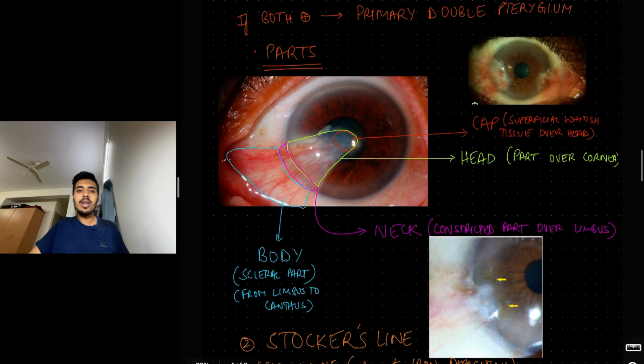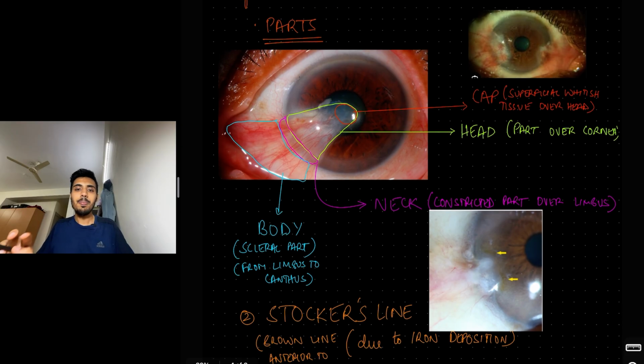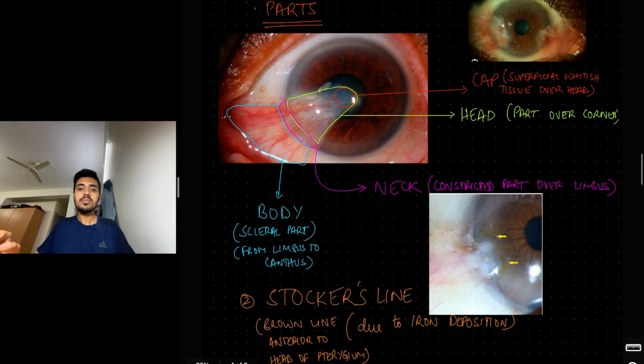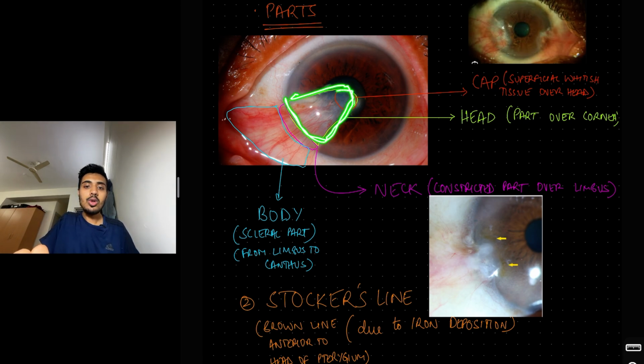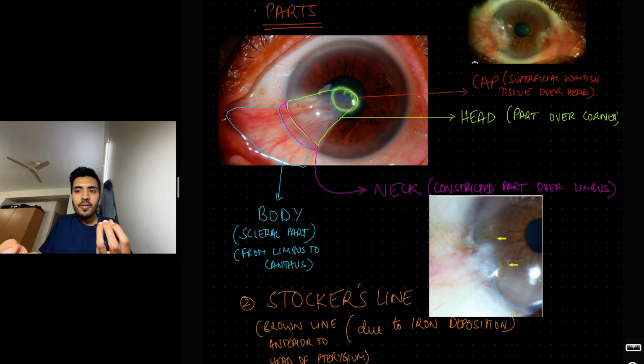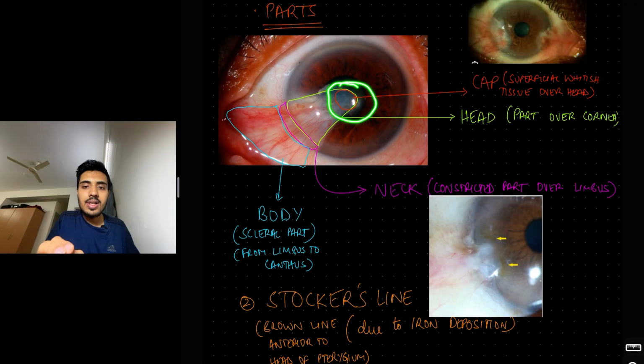So now let's look at the parts of the pterygium. The first part is the part present over the cornea. So the part present over the cornea is the head. Over the cornea you have the head, and within the head you have the tip, or the superficial whitish tissue over the head. That is the cap. This part here you can see, that is the cap.